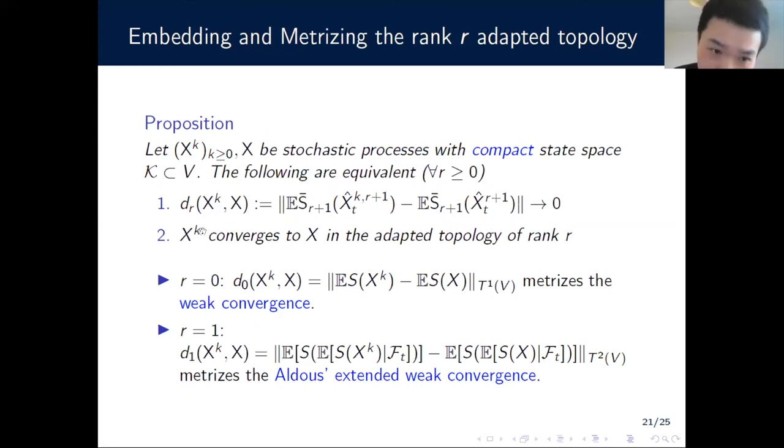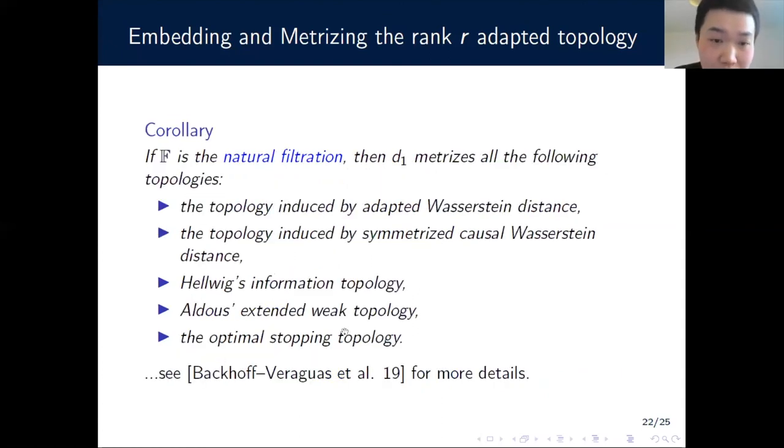DR of XK and X converges to zero if and only if XK converges to X in the adapted topology of rank R. The case R equal to zero just means weak convergence, so D0 metrizes the weak convergence. For R equal to one, D1 is defined here, so it gives you the distance measured in the T2 norm. It metrizes the extended weak convergence. If in addition the underlying filtration is natural, then D1 even metrizes all the following topologies. For more details, we refer to this paper.